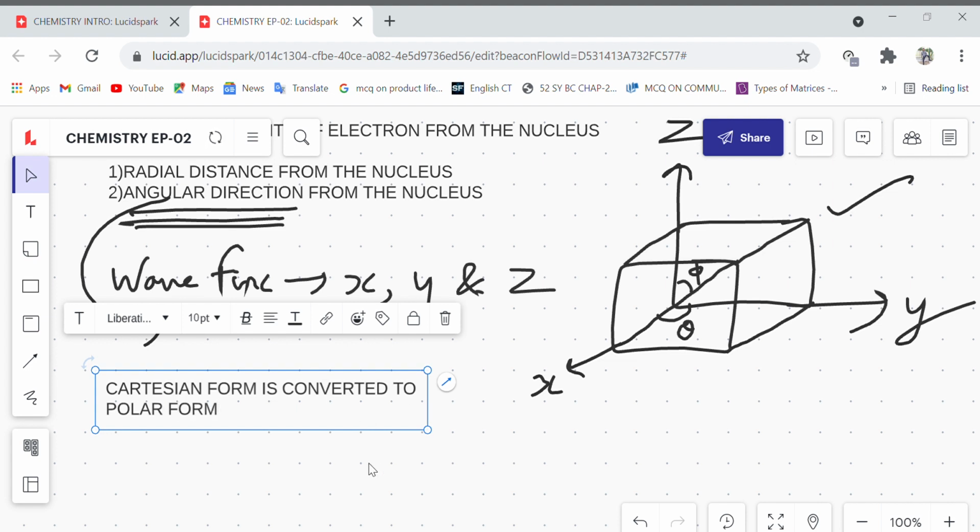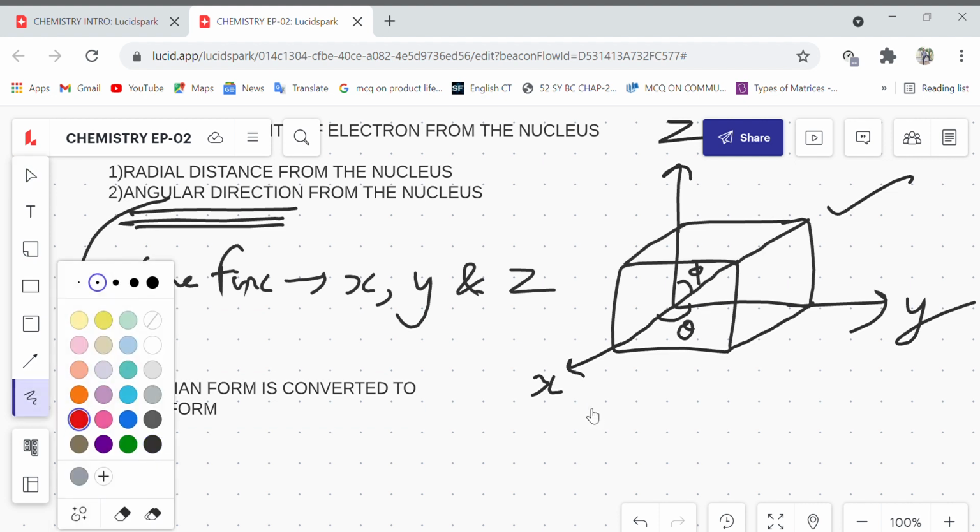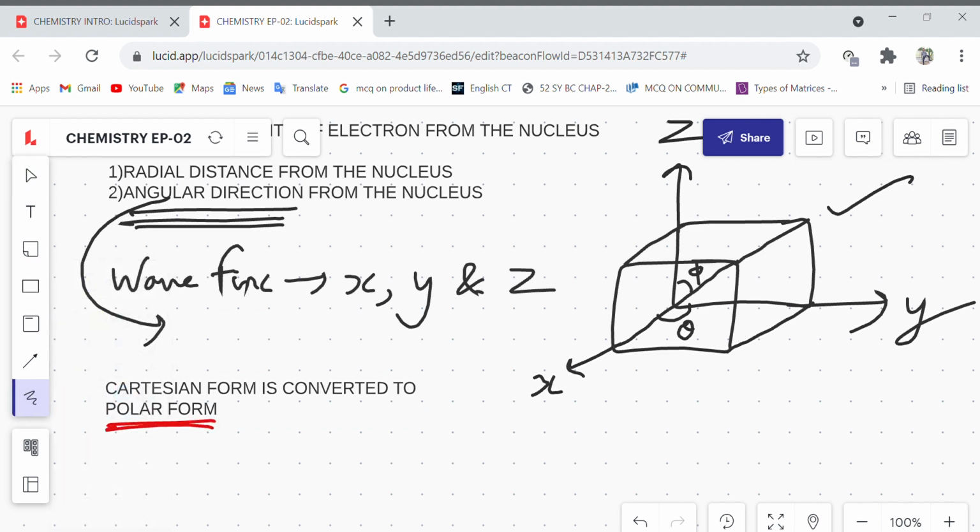Let me underline this in red color pen, so that no one will think it's angular form. Polar form. So how can we do that? X will be converted to R, Y will be converted to theta, Z will be converted to phi.